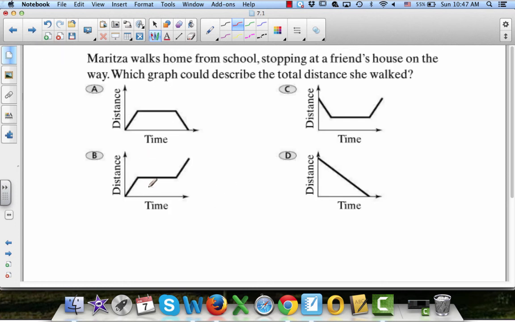All right, Maritza walks home from school, stopping at a friend's house on the way. Which graph would describe the total distance that she walked? Now think about this one, okay? Remember, she's always going to be getting further away because she's walking from home to school. So she starts at home, she gets further away the whole time. Which graph would that be?